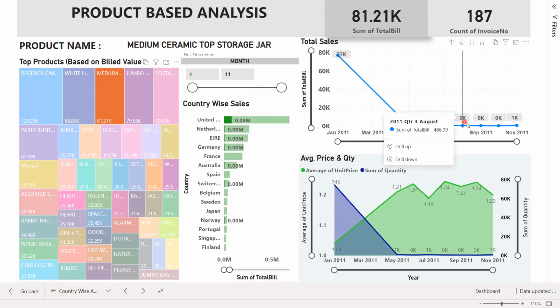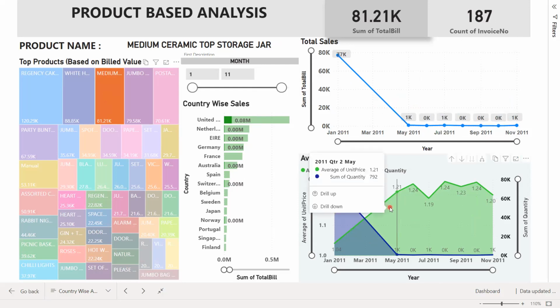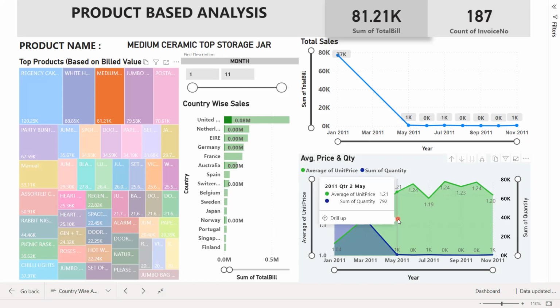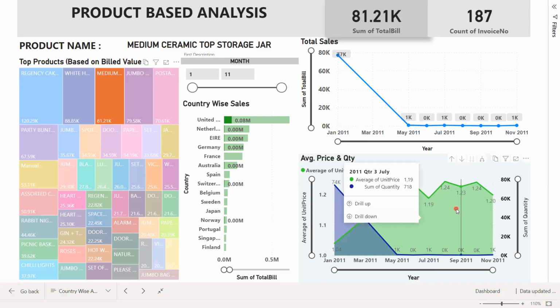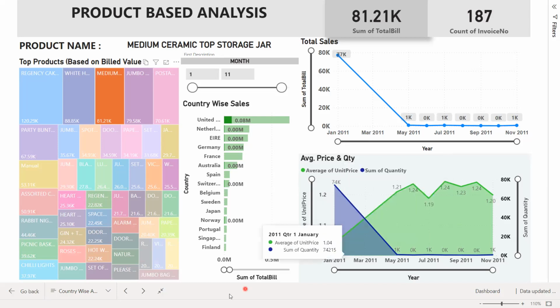of the total sales of this item has reduced, and the reason we could see is that the initial price was 1.04, and then it was increased to 1.24. So that means either the demand has decreased, or maybe because the price has increased, the demand has decreased. So this kind of combination can be considered, and further calls can be taken accordingly.